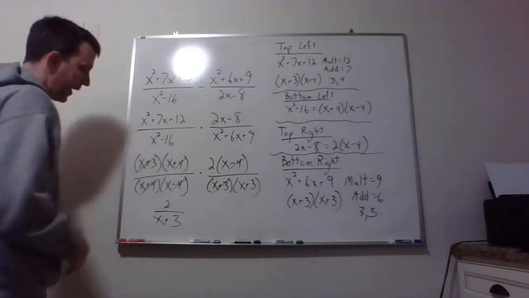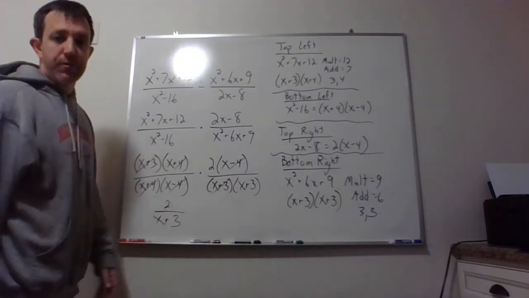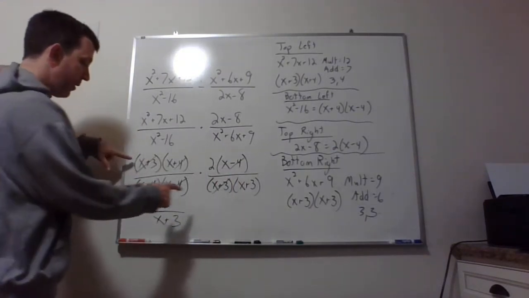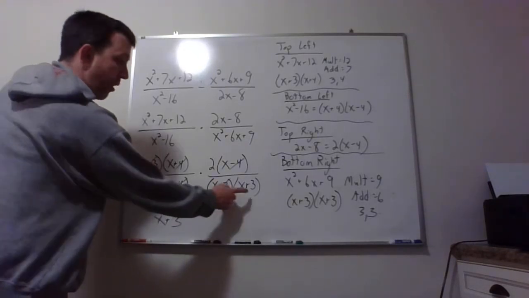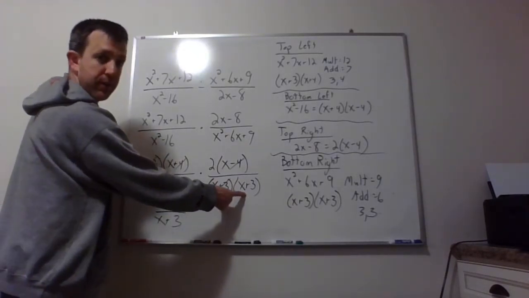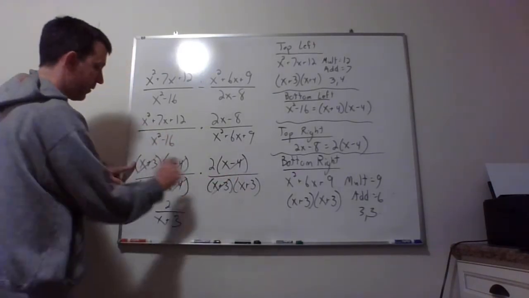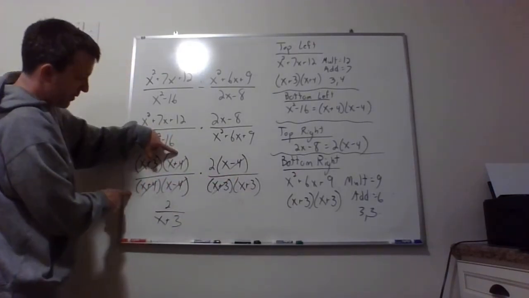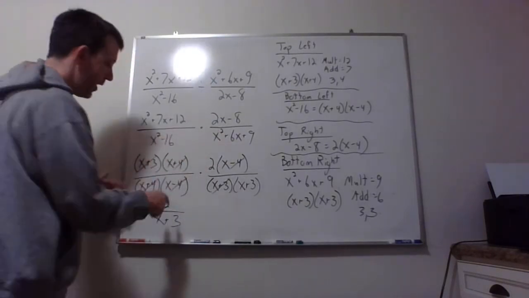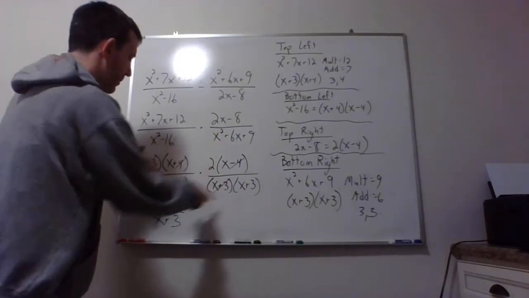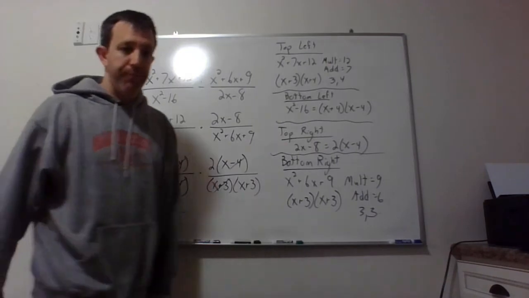So I brought everything back, and you can see I already went through and crossed out all the pieces. We had a pair of x plus 3s that could go away. Notice I can't get rid of this other one. I didn't have a second one on top to pair it with to get rid of it, so I can only get rid of the one. Then I got rid of the x plus 4s, the x minus 4s, and when all that was done, all that was left was 2 over x plus 3.